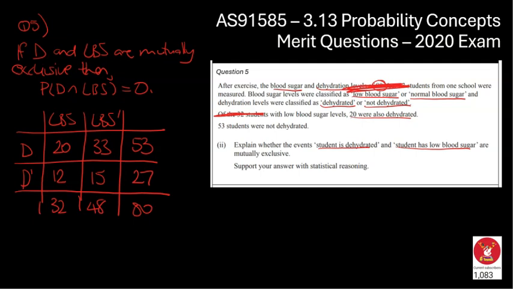So based on this table, don't forget, we're looking at being dehydrated and having low blood sugar. That's going to be this group up here, isn't it? So there's 20 students out of the 80 who have low blood sugar and dehydration.